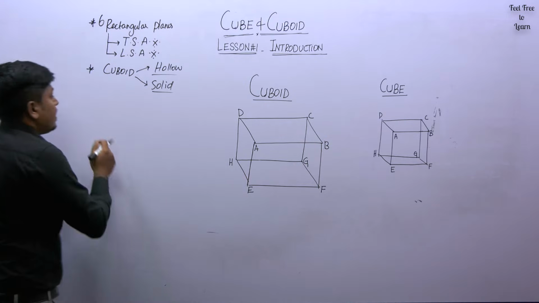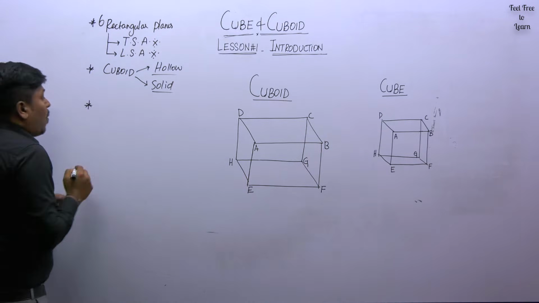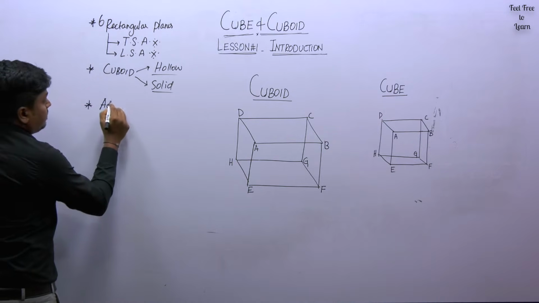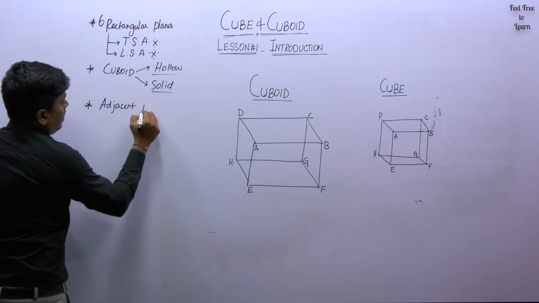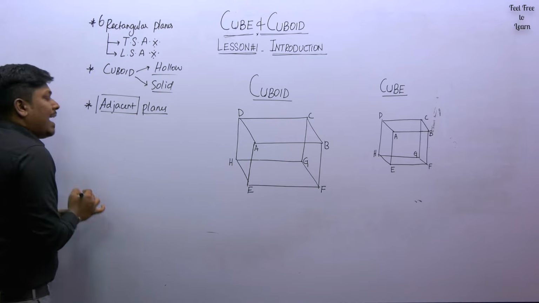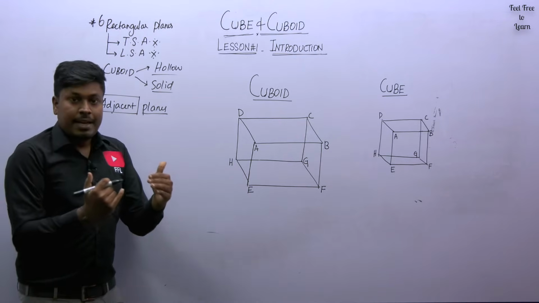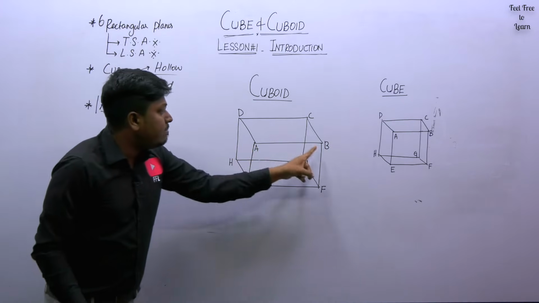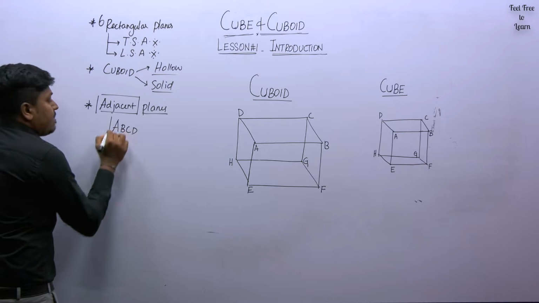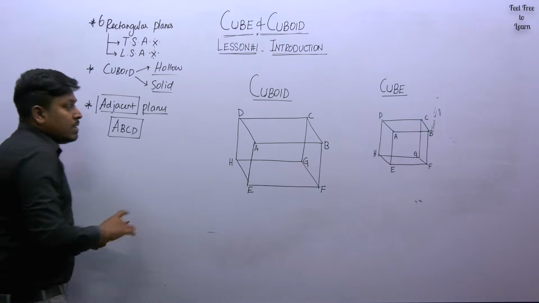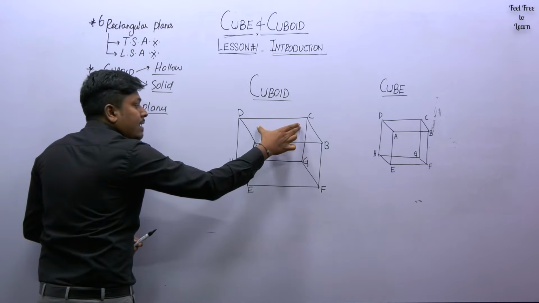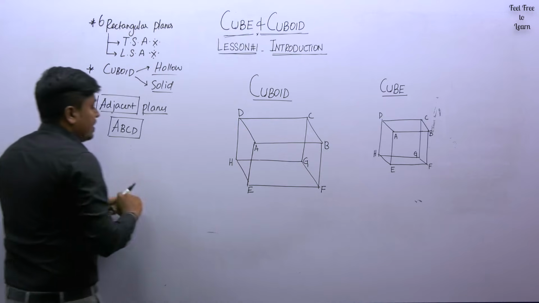Got it? Next important point. What are adjacent planes, right? Just see here, what is the meaning of the word adjacent? Adjacent means neighbor, right? If you take one plane, let me take A, B, C, D. A, B, C, D is one of the rectangular planes, yes or no? So which plane is adjacent to it? Adjacent is just a neighbor. For this plane, this is adjacent. Yes or no? Right?